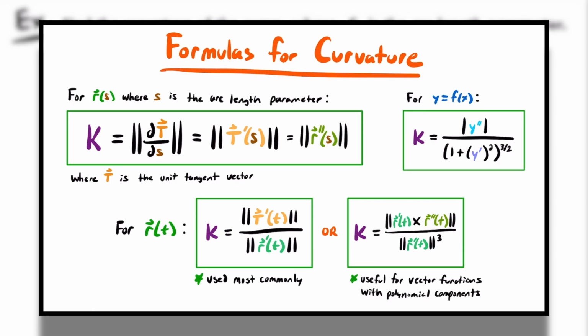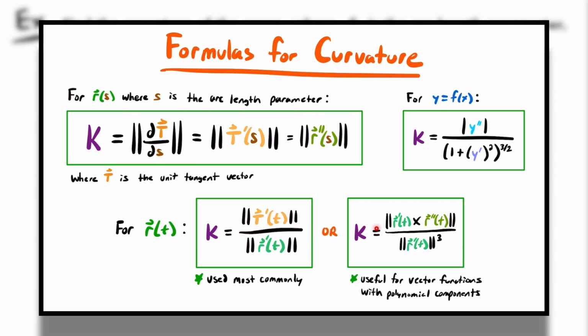Okay, if you have trig functions or exponential functions, or really anything that's going to involve a chain rule or a product rule, when you take the derivative once or even twice, then the cross product is going to get extremely messy, and so you want to avoid that. Just use this formula over here.